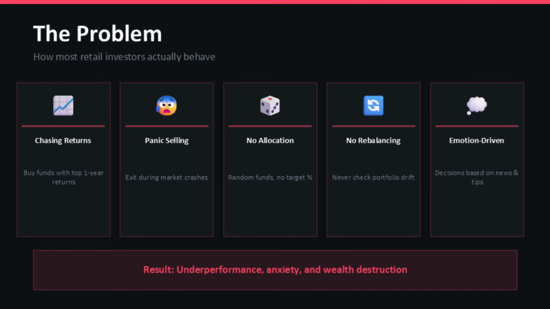First, let's talk about what most retail investors actually do. They chase returns, buying funds that performed well last 1 or 2 years. They panic sell during crashes. They have no target allocation. They never rebalance. And all decisions are driven by news, tips, and emotion, not math. The result? Underperformance, anxiety, and wealth that grows far slower than it should.